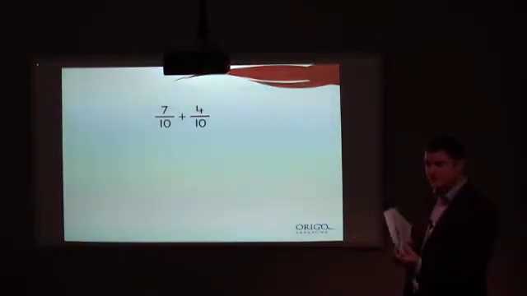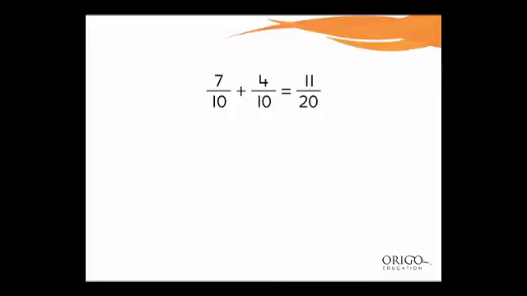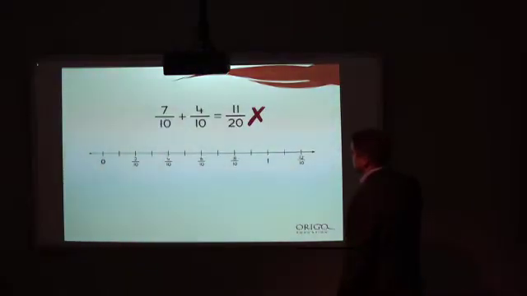What do children say the answer is? What's the number one answer? 11 over 20. Very good, 11 over 20. Which, as you know, is wrong. But if you use a number line model or length model, it's quite easy to show why that is wrong.